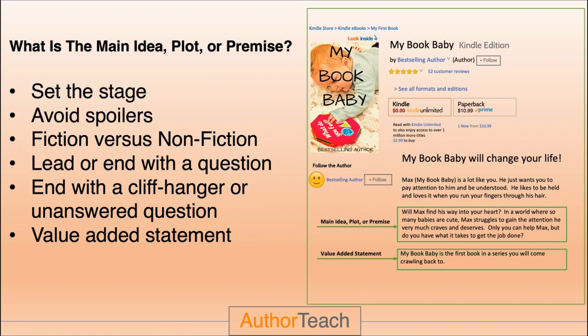Now, the next thing is, what is the main idea, plot, or the premise? You don't have to give away every detail, but you have to give enough to make the reader want to read more. Some tips on how to write the main idea, plot, or premise are as follows. Set the stage without giving everything away. Avoid spoilers. While writing your description, it can be tempting to reveal everything. Don't do it. Let the reader discover for themselves how things unfold.